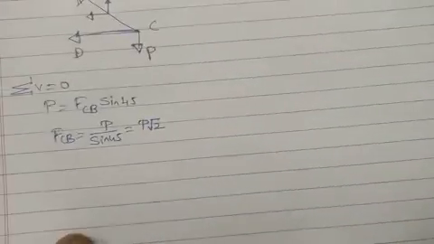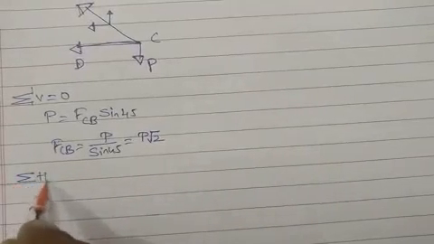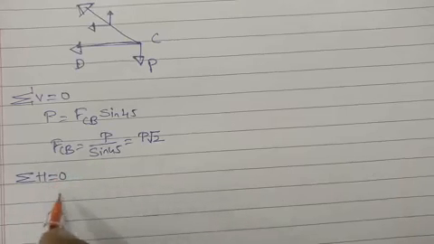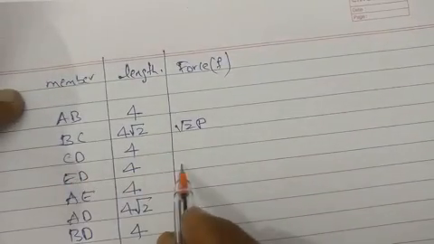Next, for the same joint we go for sigma H is equal to 0. So we have this force and this force, both in the same direction. So I write FCD, we don't know, plus FCB cos 45 degrees equal to 0. FCD is equal to minus FCB cos 45. FCB already got as minus P root 2 cos 45, 1 by root 2, becomes minus P. FCD is equal to minus P, for joint C.